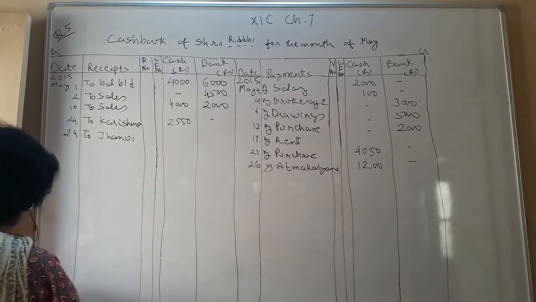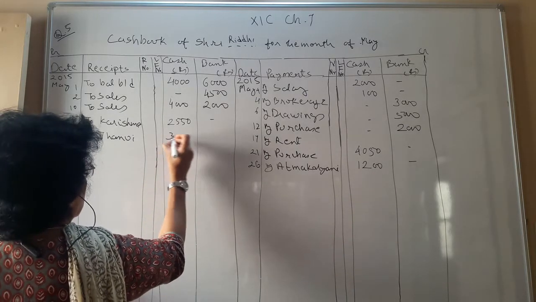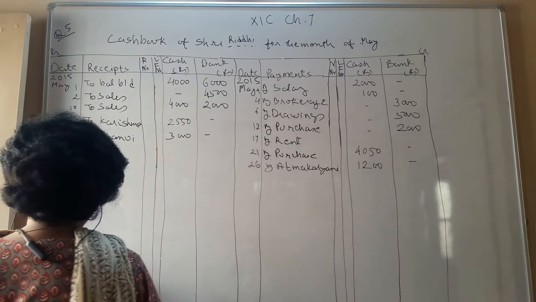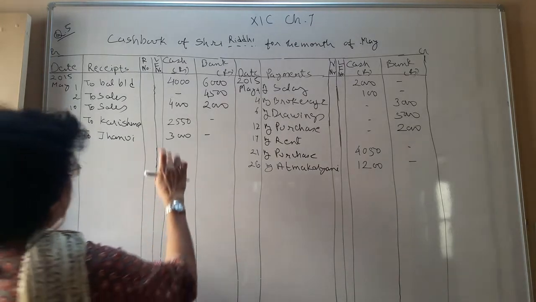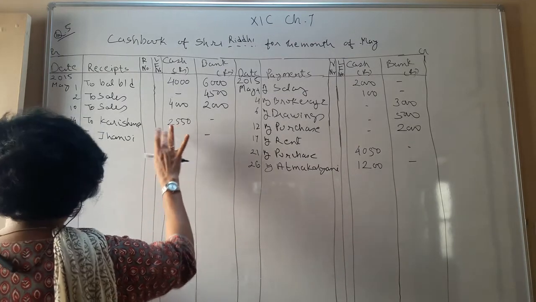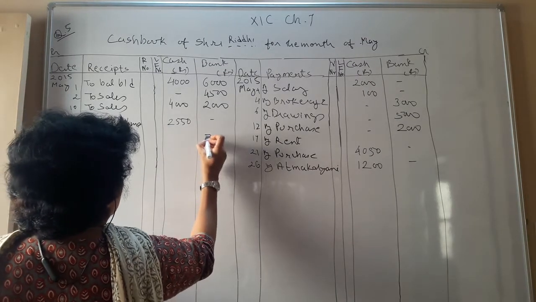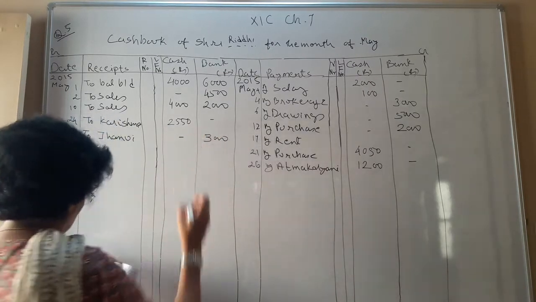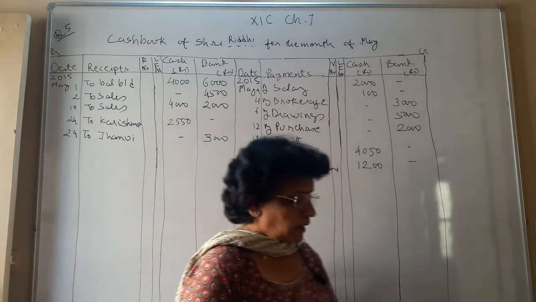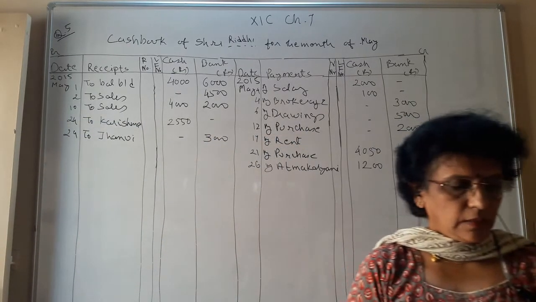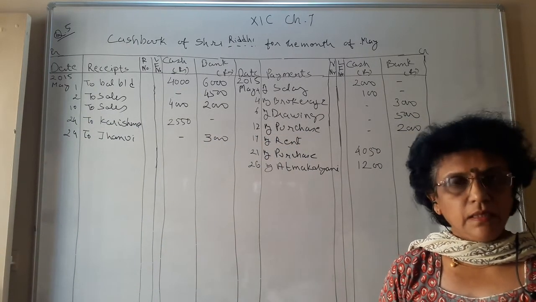Amount rupees 3000 immediately deposited in the bank, so we need to record it into the bank column. 3000 in the bank column. Next, 30th, 1000 cash deposited in bank.